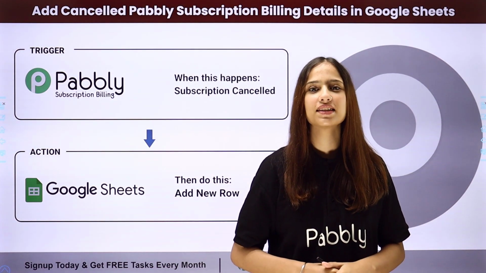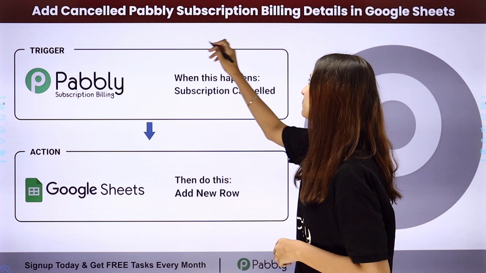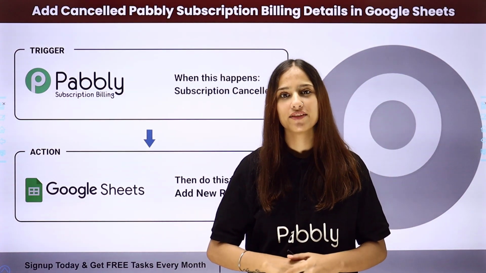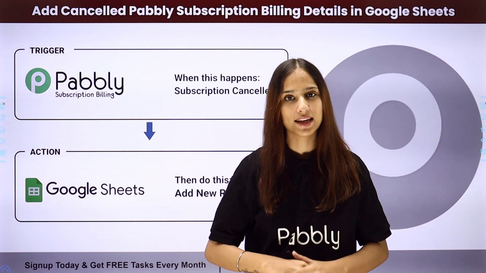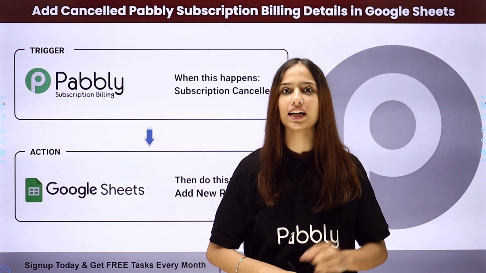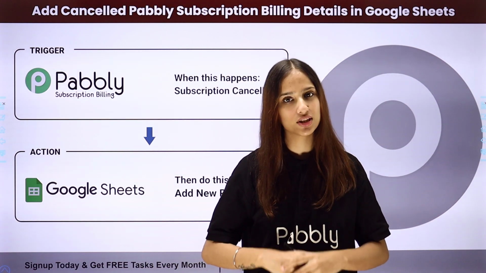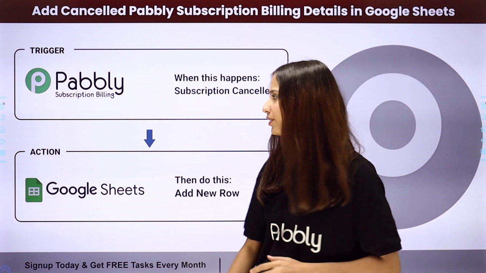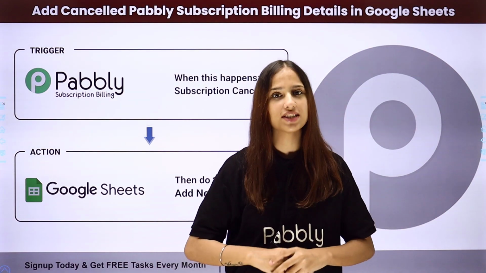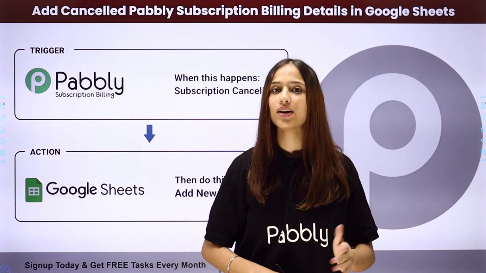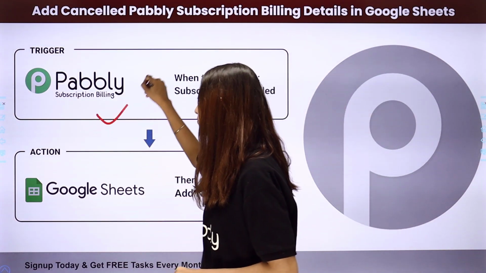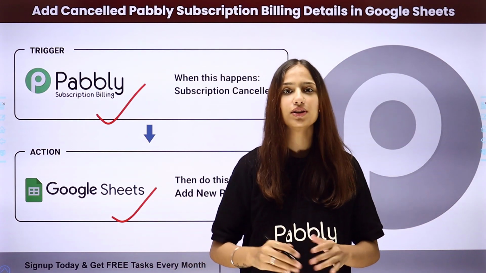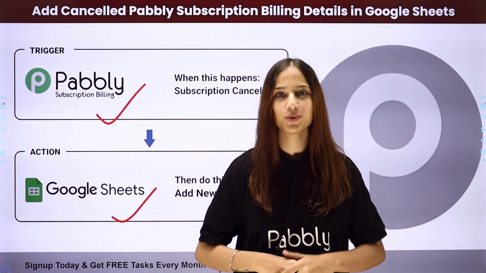So in today's video, we will understand how to add cancelled Pabbly subscription billing details in Google Sheets. So here my objective is that whenever a subscription will be cancelled in Pabbly subscription billing, then I want to add the cancelled subscription details in my Google Sheets. So now to do this, I need to build an integration between these two applications, for which I will be using Pabbly Connect. So where my trigger application will be Pabbly Subscription Billing and my action application will be Google Sheets. So if you want to learn more about this integration, follow me through the screen.